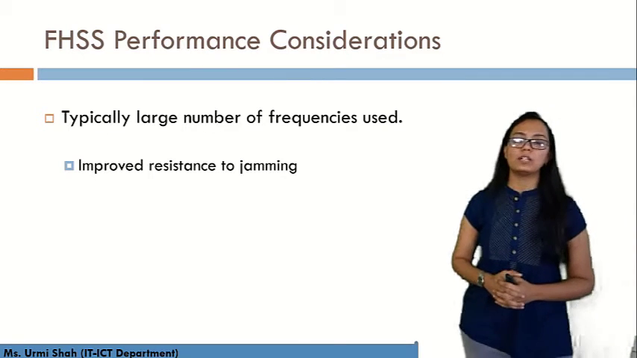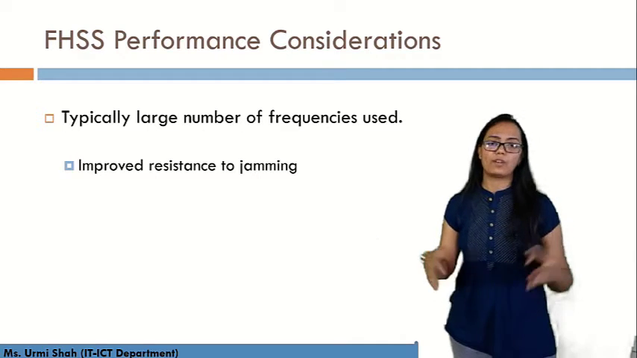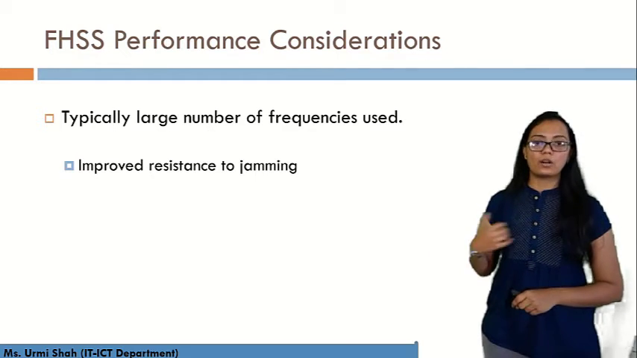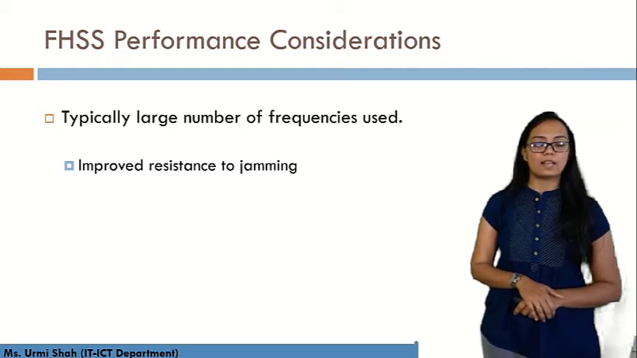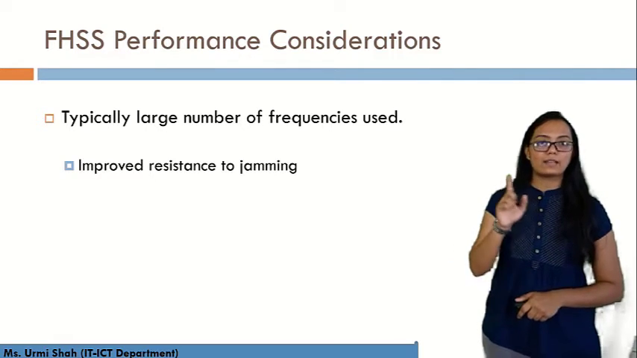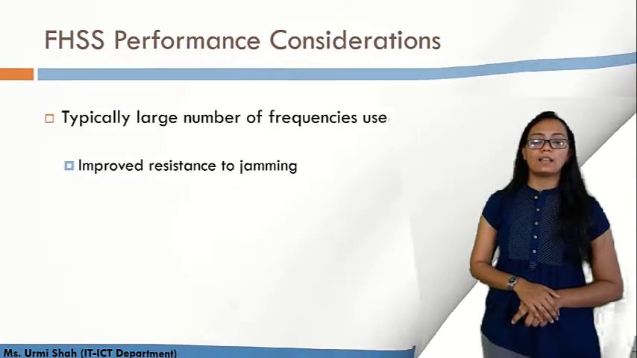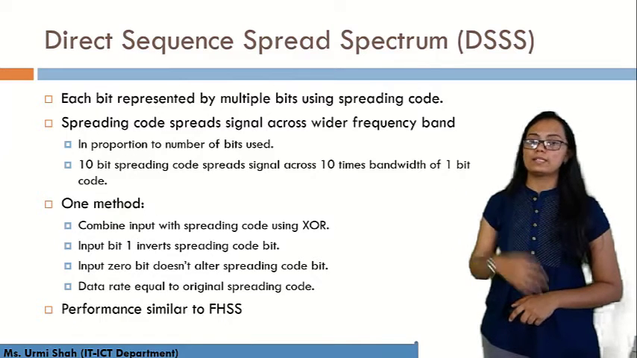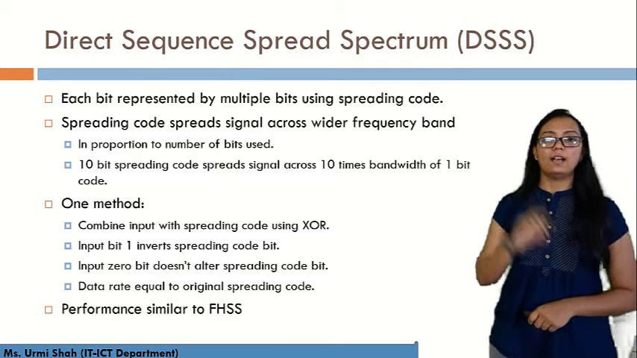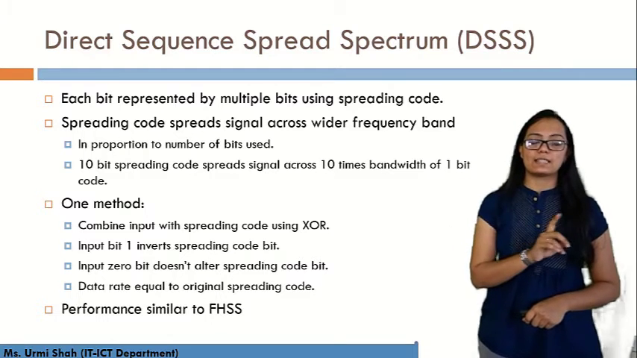Now coming to the performance calculation, why do we prefer FHSS and not another kind of frequency hopping technique? Because here a large number of frequencies are used, so you will have improved resistance to jamming. That is one of the biggest advantages of FHSS. Next, we will see another advantage by comparing it with another kind of technique, direct sequence spread spectrum. Now what is DSSS?